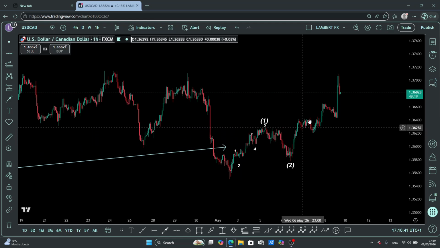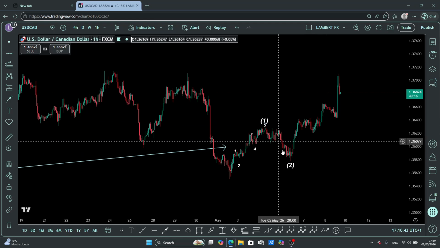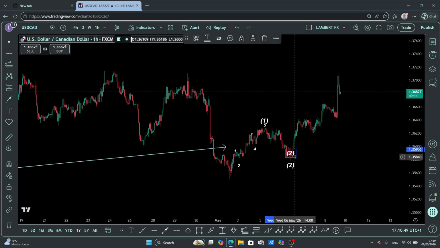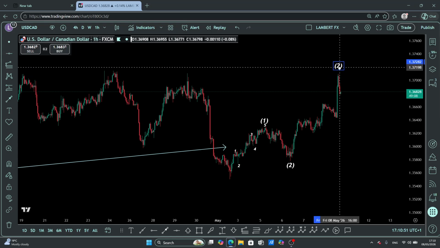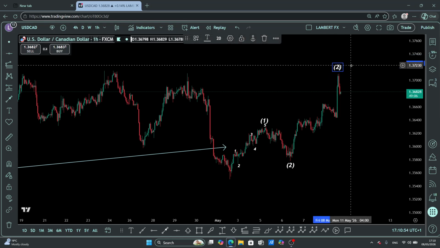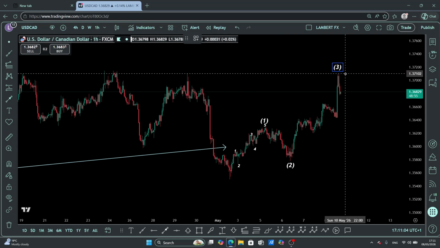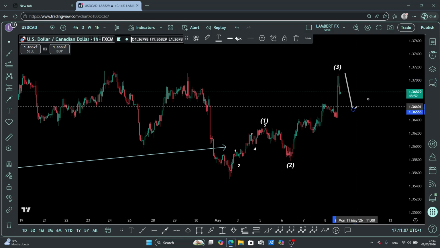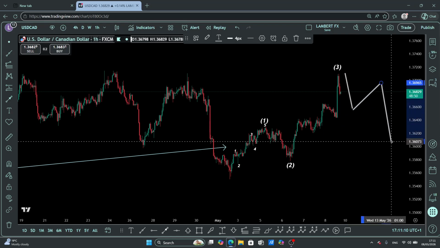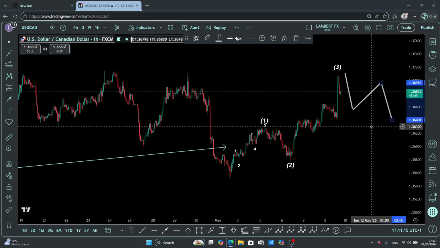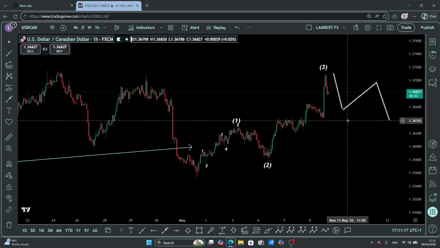Okay, so now we have our 1, our 2, and now we have our 3. So what I'll do is put a 3 there. The next move for USD CAD is a correction. So we need to see a correction for 4. We need to see something like this, for 4.